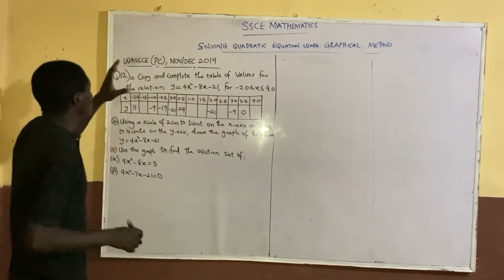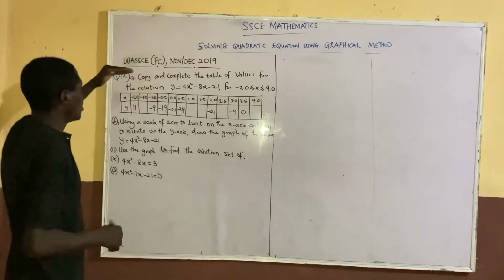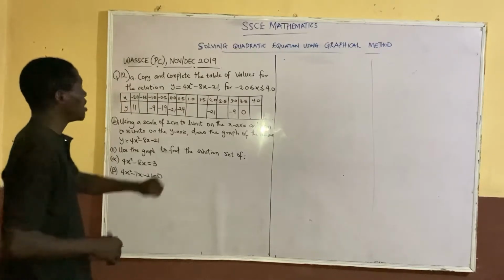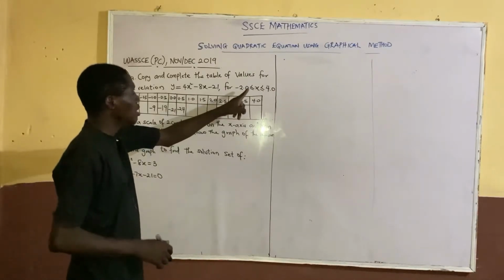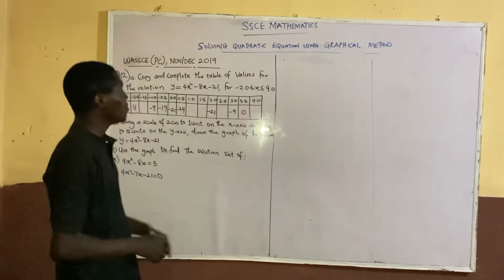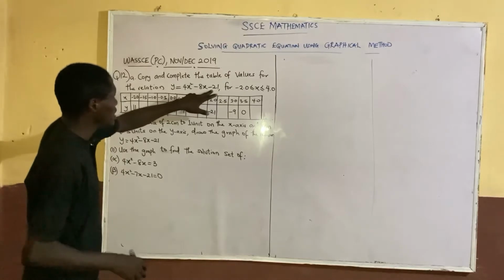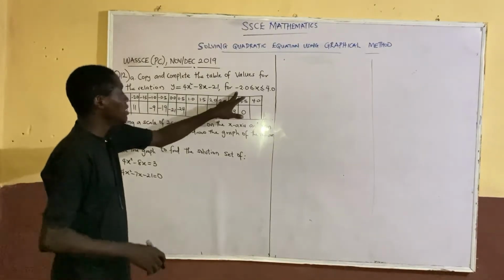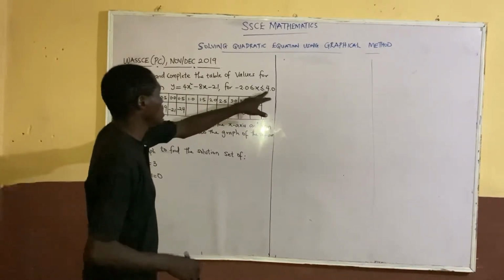Amen. Now, here's a question before us. Copy and complete the table of values for the relation y equals 4x squared minus 8x minus 21 for minus 2.0 less than x less than 4.0. Now, this is the relation of a quadratic equation 4x squared minus 8x minus 21 for the range of values of minus 2 less than x less than 4.